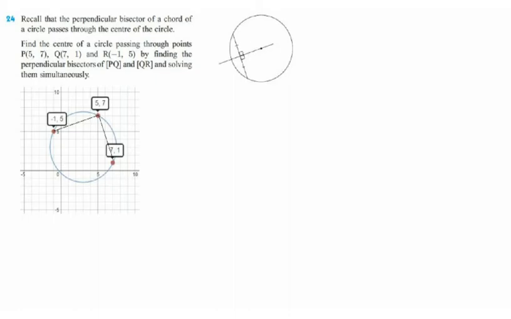Finally, we're talking about perpendicular bisectors of chords of circles. A chord's a line from one point on a circle circumference to another point. A special chord you would always be already familiar with is the diameter. Find the centre of the circle passing through these 3 points, and I've drawn a little picture there in Desmos to help us out, by finding the perpendicular bisectors and solving them simultaneously. That seems a little bit annoying.